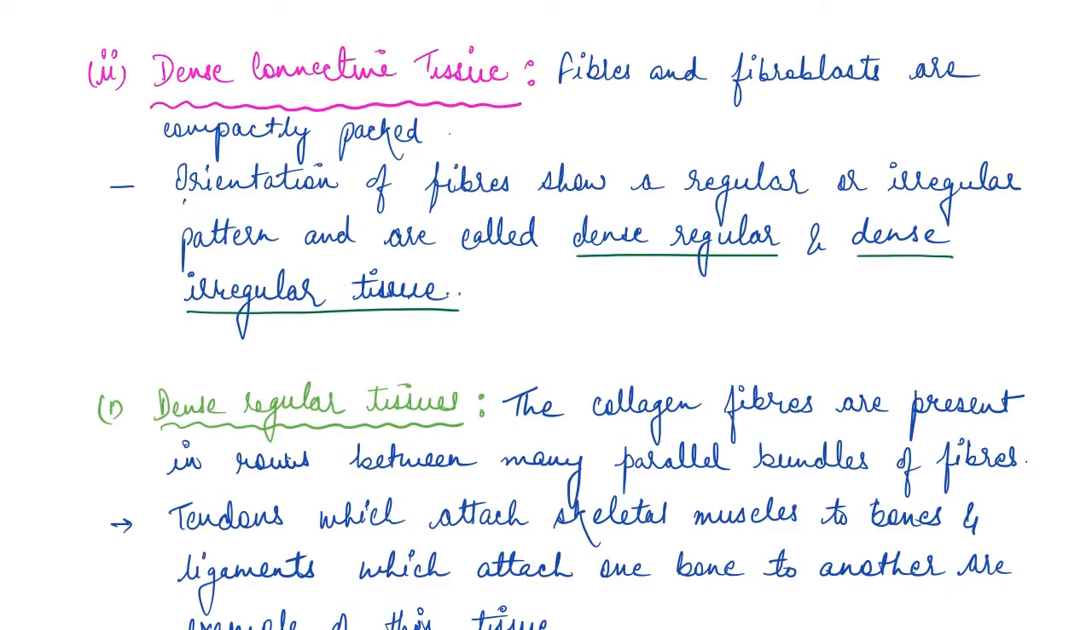Now, the types of dense connective tissues depend on the orientation of these fibers. If the orientation of the fibers is in a regular pattern, they are known as dense regular connective tissue. If the orientation of these fibers is irregular, then we call it dense irregular tissue. So let's see what dense regular tissues are first.